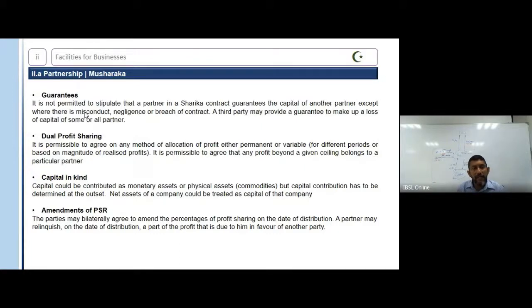So those are some of the Sharia aspects that you need to remember, on top of the key features we talked about in terms of capital, profits, losses, management, and the closure of Musharaka.